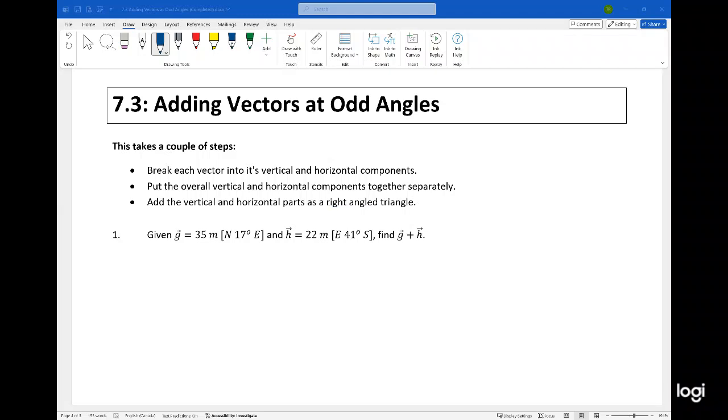So the rules that we have are actually pretty simple. There's just three things to do. Basically, we take our vectors and we break them down into their vertical and horizontal components separately. Then we put together the verticals and the horizontals as two separate things. We basically treat them like they're parallel vectors. And then once we're done that, we put those together so we have one vertical vector and one horizontal vector, and then we find the resultant in the middle. So let's just jump in and try one.